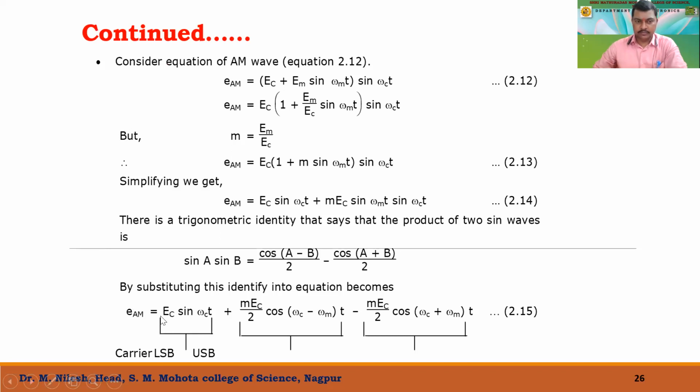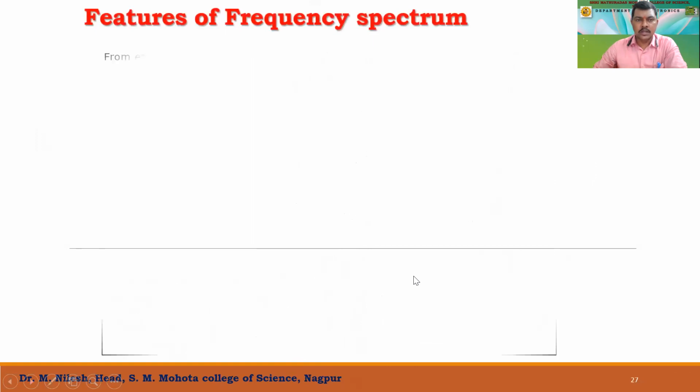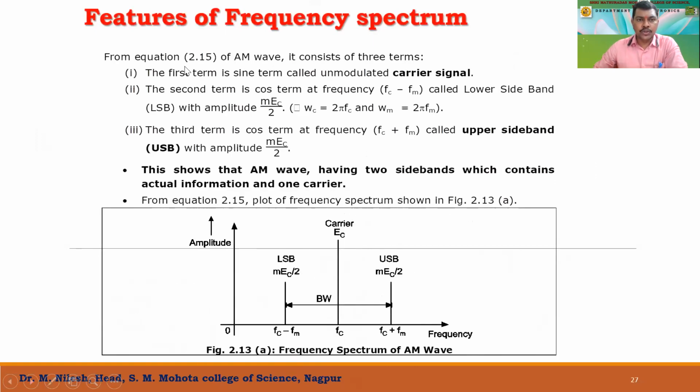This is the carrier equation which is unmodulated. This is the lower sideband equation, and this is the upper sideband equation. So we are studying this. Here it is showing you the first term, which is called the unmodulated carrier signal. Then the second term at fc minus fm is called the lower sideband. And the third term is a cos term at frequency fc plus fm, called the upper sideband, with amplitude m Ec by 2. The same amplitude is over there. So we'll be having this type of a waveform.